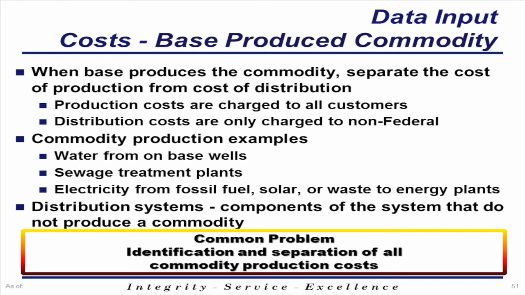If we talk about commodity production, just some examples for you. Water, it may be pumped from the wells on the base. Sewage treatment plants owned by the government and operated to treat the wastewater on the base. Electricity could be generated from a fossil fuel, solar, or a waste energy plant. Thing to remember is you have to identify all the costs of producing the commodity. That's important. Now, Fred is going to discuss the sources of data for the cost of a base produced commodity.